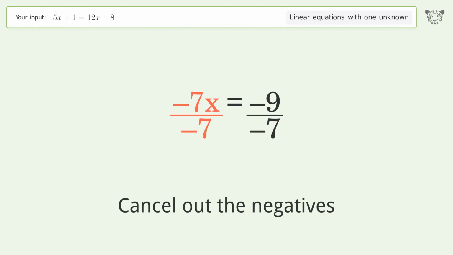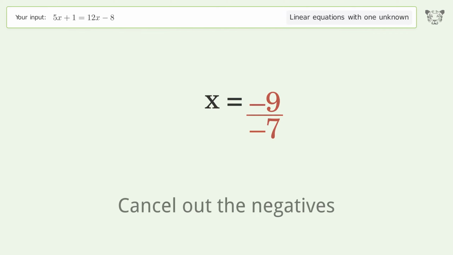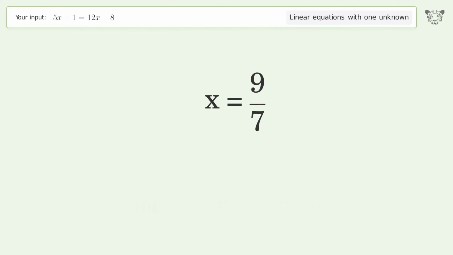Cancel out the negatives. Simplify the fraction. Cancel out the negatives. And so the final result is x equals 9/7.